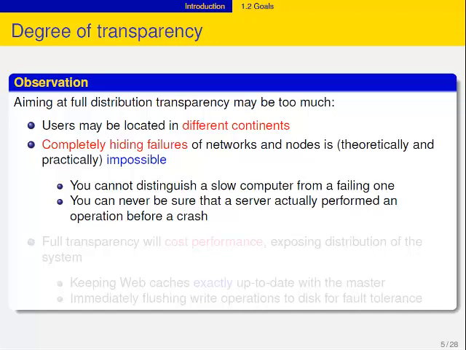And this is also a very nasty one. You can never be sure that a server actually performed an operation before it crashed. Okay? So even if you got a message back from the server saying, hey, I just crashed, that server is in the general case not able to tell you whether it had already performed the operation that you just sent or that it didn't. And you have to take this into account. We'll be talking about this when we talk about so-called idempotent operations.